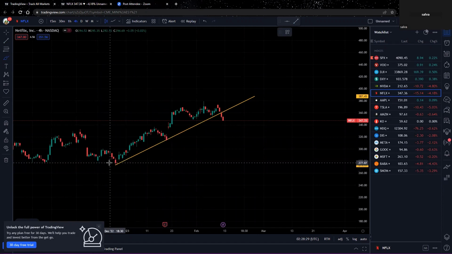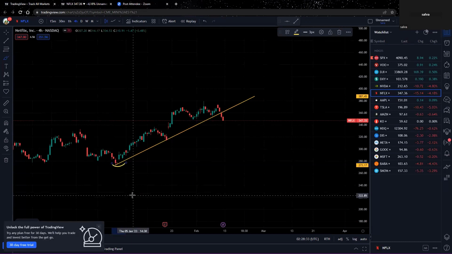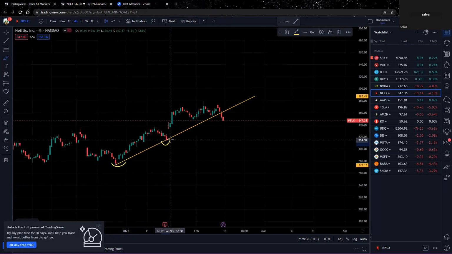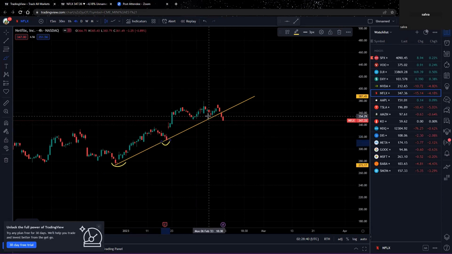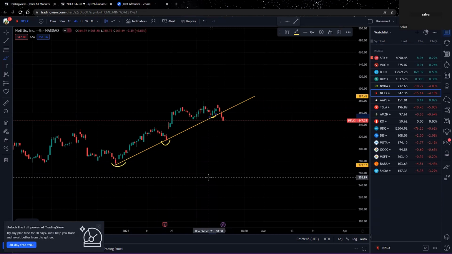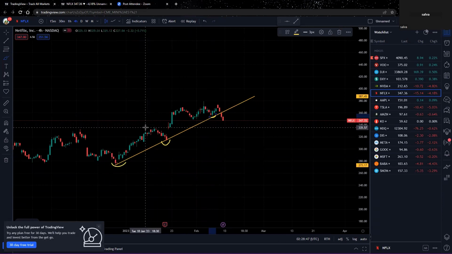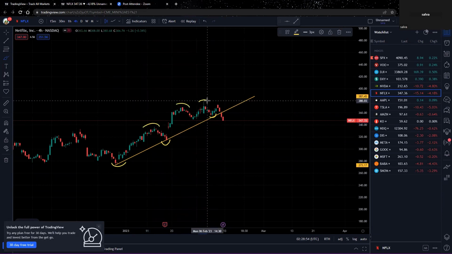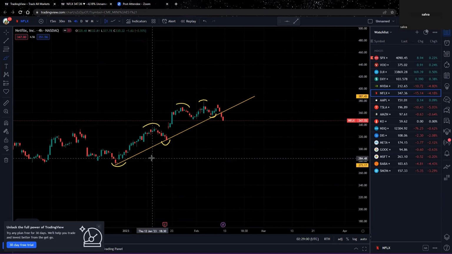Now let's look for our higher highs and higher lows. We have our first one right here, our second one right here, our third one right here, right? Our three touches. Now let's look for our higher highs. We have our first one right here, our second one right here, and our third one right here. This one was a higher one. But we're not identifying the downtrend. We're identifying the uptrend.